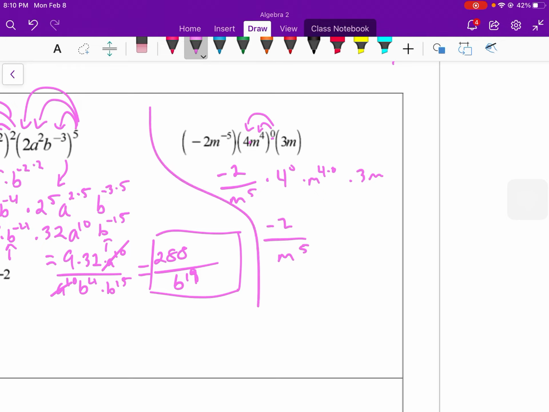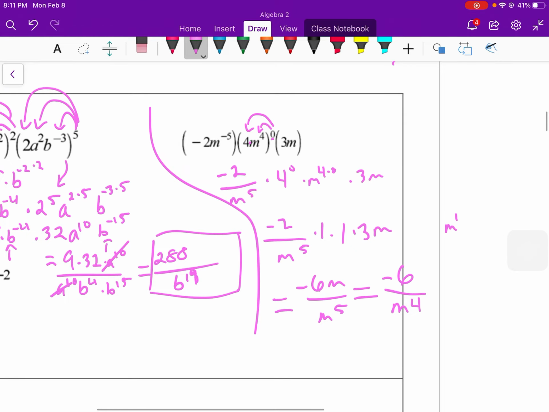So we have negative 2 over m to the 5th. This is two different problems here. 4 to the 0th will reduce to 1. M to the 4th times 0, that will reduce to m to the 0th, so that'll reduce to 1. And then we still have our 3m. So now we can multiply negative 2 times 1 times 1, that's still negative 2, times 3m would be negative 6m over m to the 5th. So then that will simplify to negative 6 over m to the 4th.